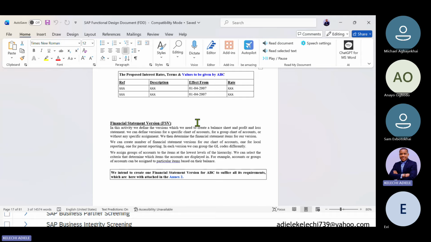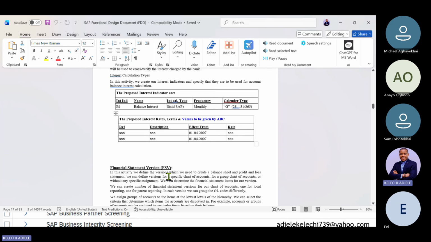Because this document, we have aligned business process and structure to SAP structure. That's why in here you'll be seeing some terminologies in SAP, like financial statement version, which is an SAP structure. So the alignment has been done successfully and put in the document, in this functional design document.